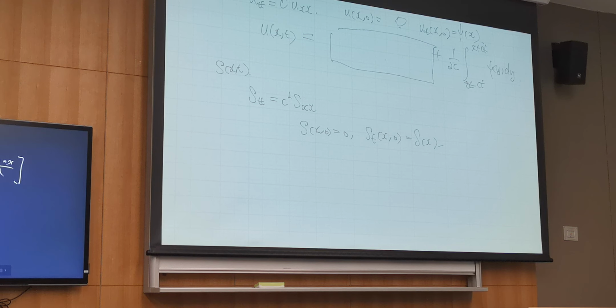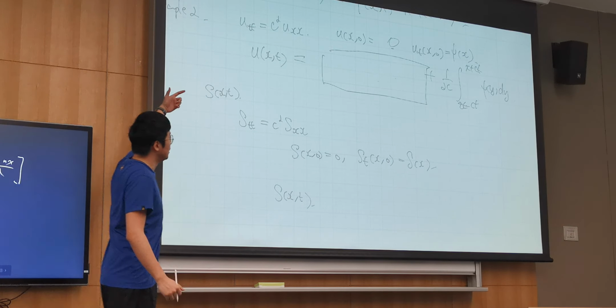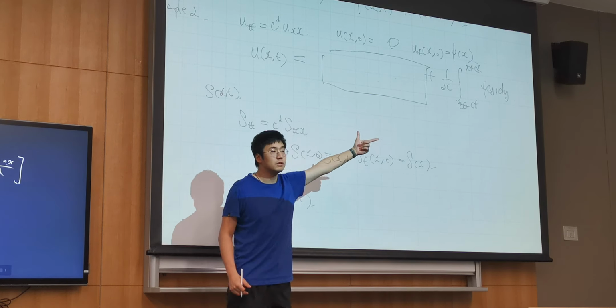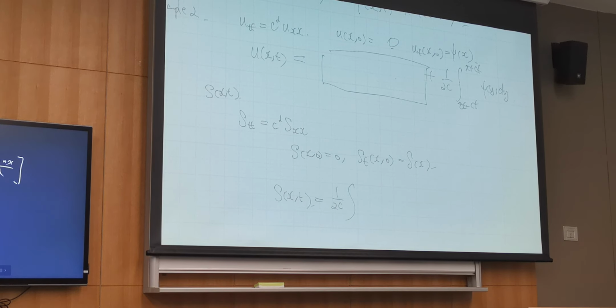It's actually the same, right? So S(x,t), I will just simply use the solution that we have derived above, because it also satisfies the initial condition that S(x,0) is 0. So S(x,t) should equal 1 over 2c, and then doing what? The integral from x minus ct to x plus ct of delta y dy.